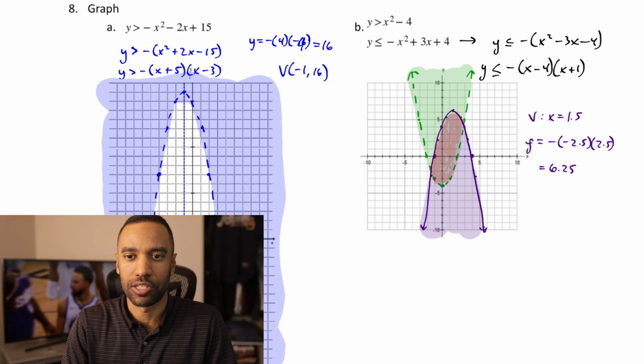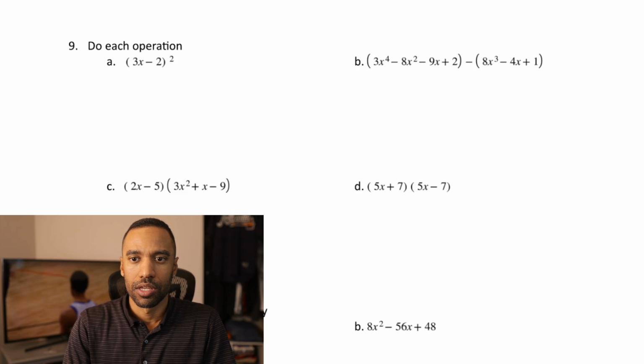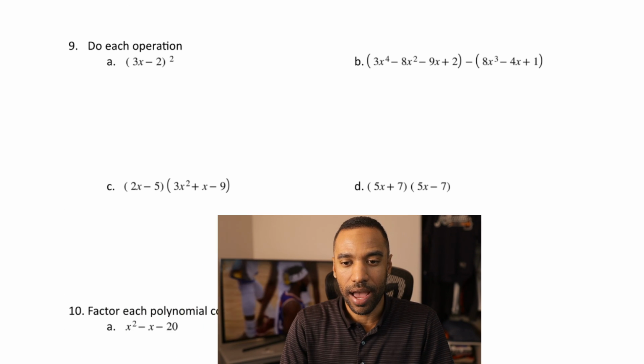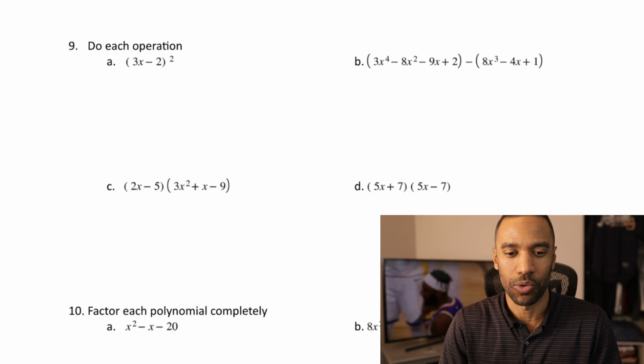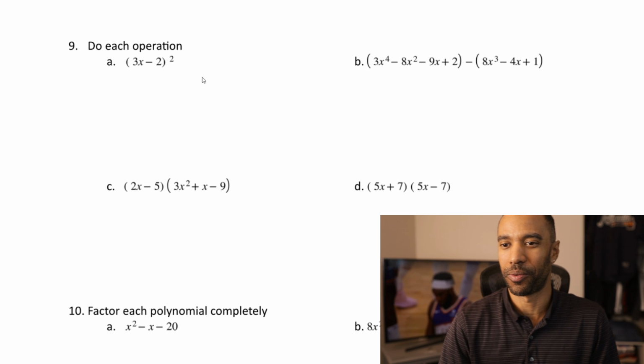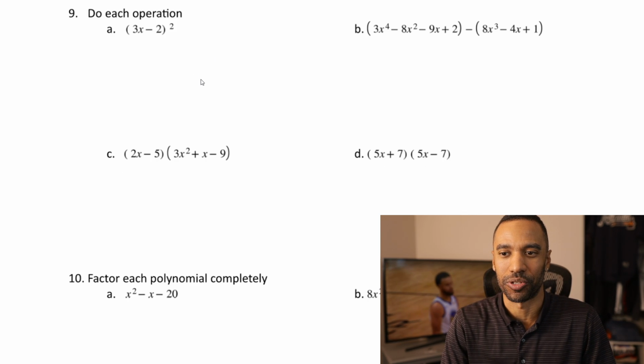Okay, let's move forward. I don't know if that's the end of the graphs. So I only use negative b over 2a maybe once. I know that's a lot of people's popular ones. I tend to not do it if I don't have to.